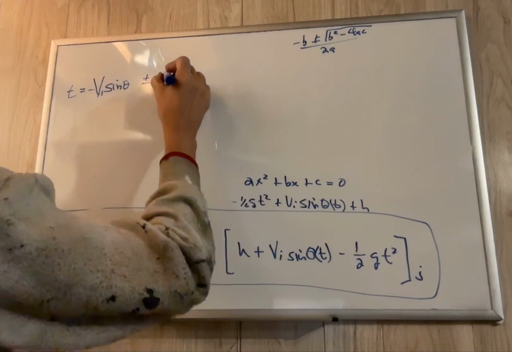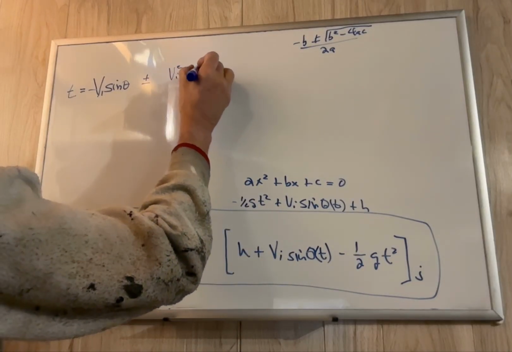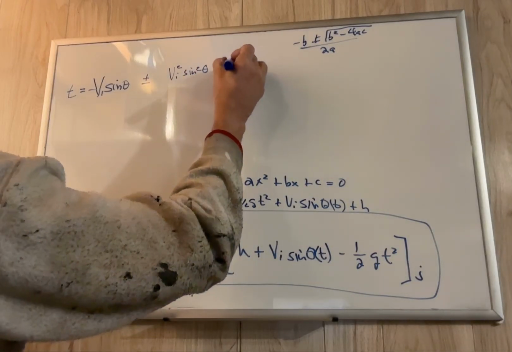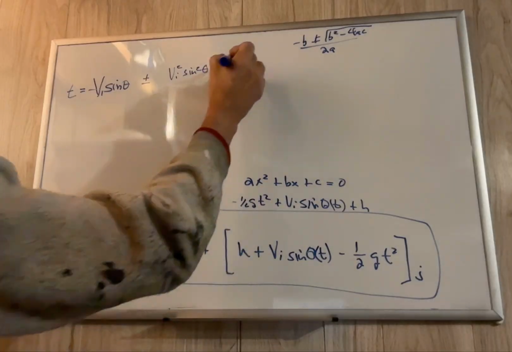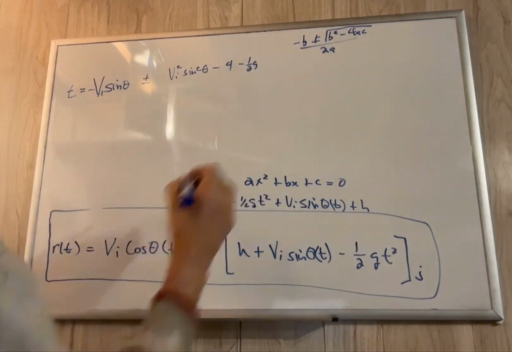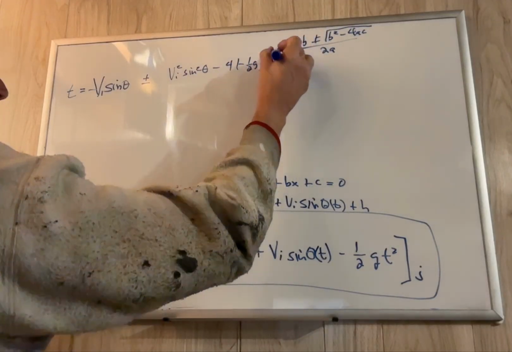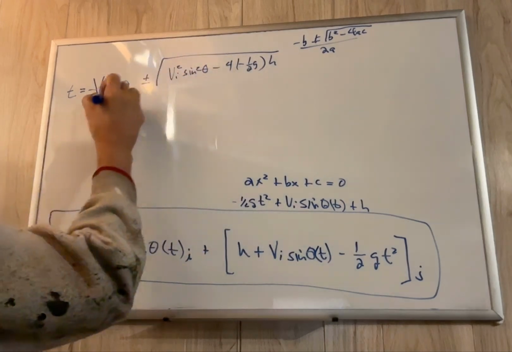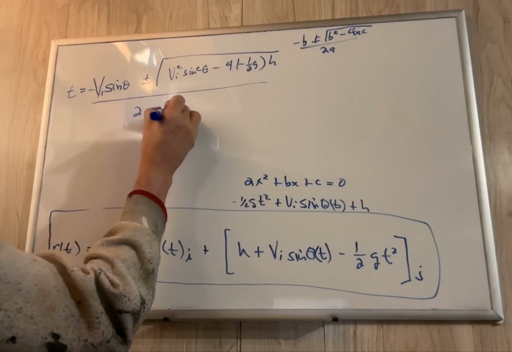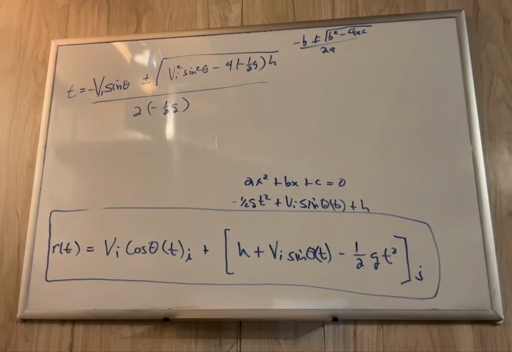Our b squared, which would be velocity initial squared sine squared theta, minus 4 times a, which is -1/2 g, right? And then plus c, which is h. And then we take the square root of that thing, right? And then we divide the whole thing by 2a. So this would be 2 times -1/2 g. Okay? Well, that makes sense so far, right?